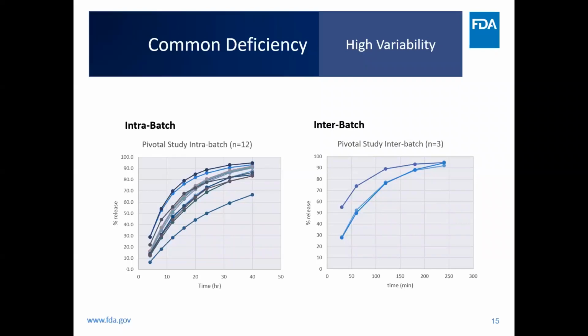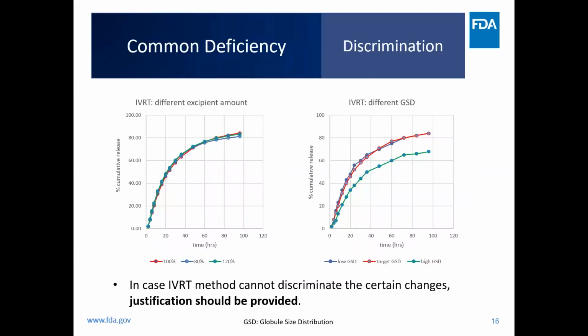The right side graph shows high batch variability. One batch is quite different from the 2 other batches. Then we have a question about whether your IVRT method is under control or not.